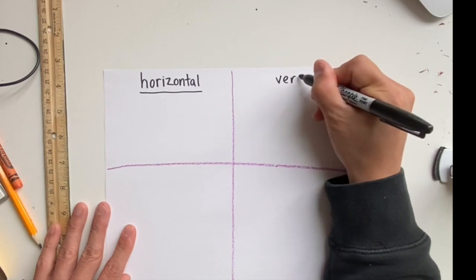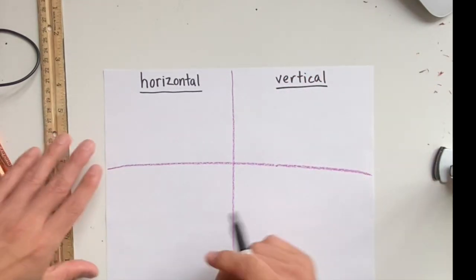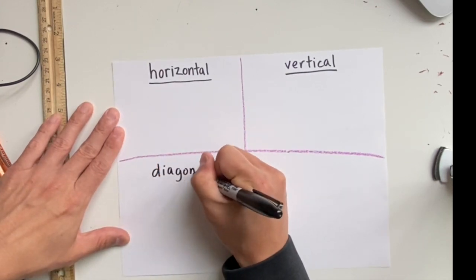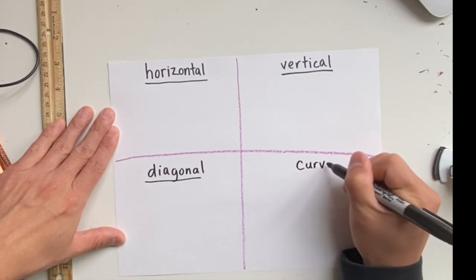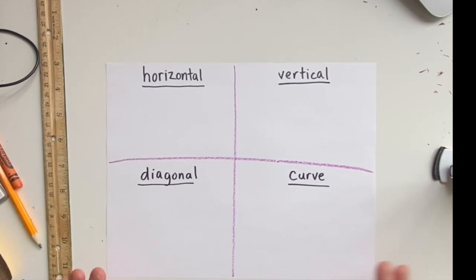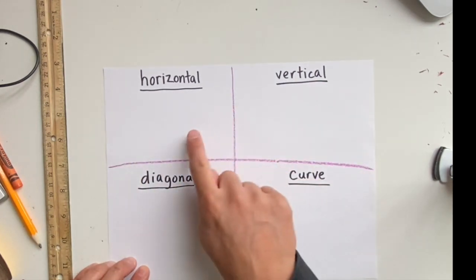Vertical is the next one. Diagonal. And curve. If you need time to write this down, you can pause the video right now and copy down these words. The next part is I'm going to draw examples and explain what these lines are.